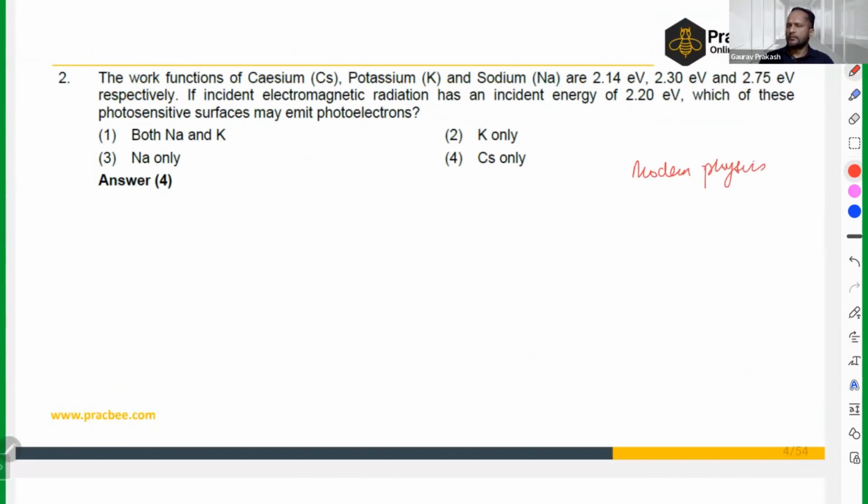You just have to know, and of course everybody knows, the photoelectric effect equation, that is the maximum kinetic energy is equal to h nu minus phi. So basically here h nu should be greater than phi. That is, the energy of the photon should be greater than the work function. The energy of the photon is 2.2 electron volt, and it is greater than only one case, that is 2.14 electron volt. That means that's the work function of cesium. So fourth is the correct answer. So a very basic question.